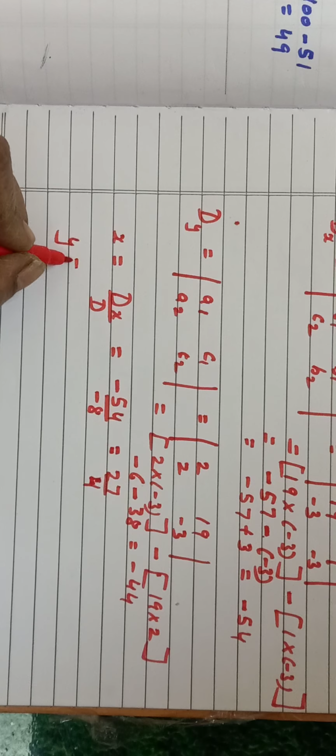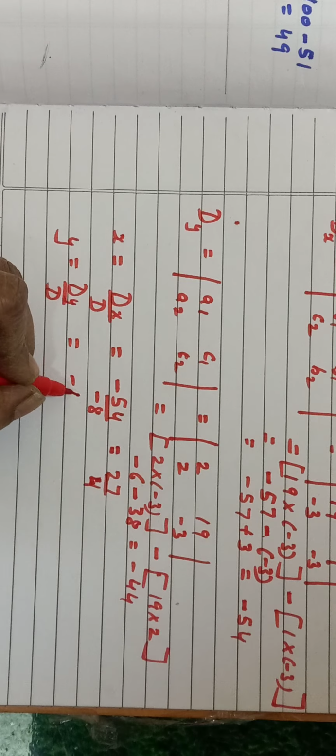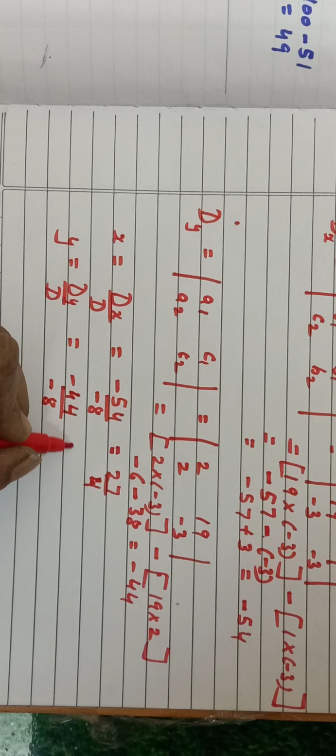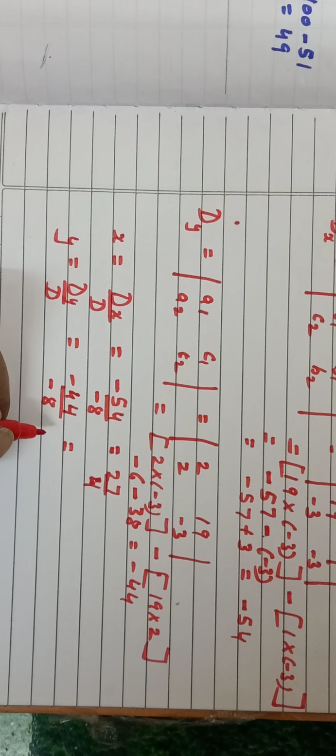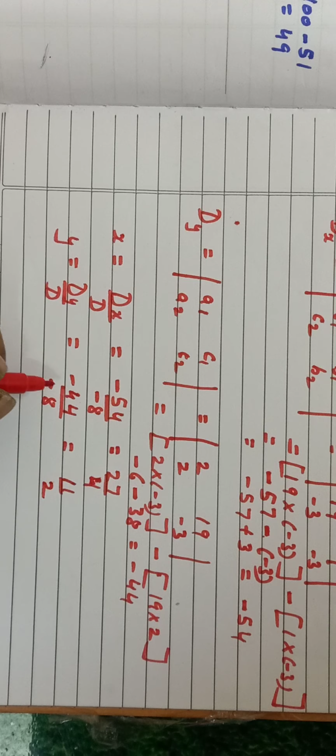And for y, you have to find, write this formula dy upon d, which is equal to, now dy is minus 44 and d is minus 8. Minus divided by minus is plus. So there is no problem with this. And here again you have to divide. See, 4 2s are 8, 4 1s are 4, 4 1s are 4. So you will get 11 upon 2. So x and y value you have got.